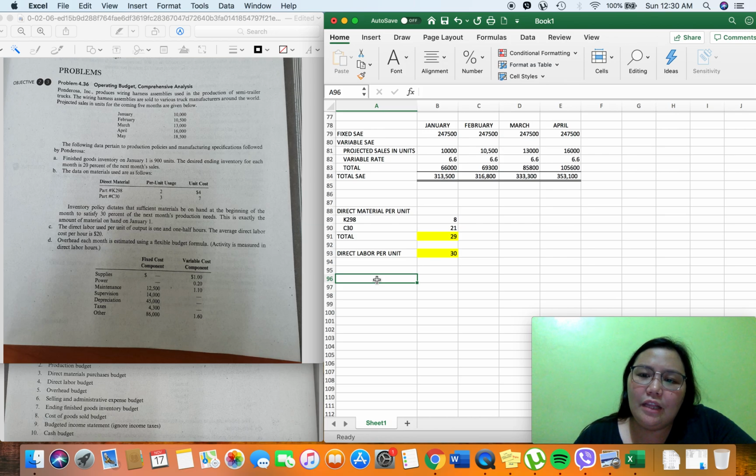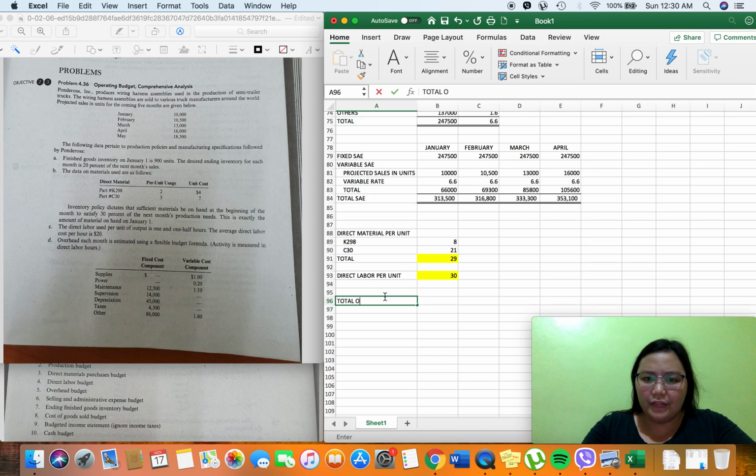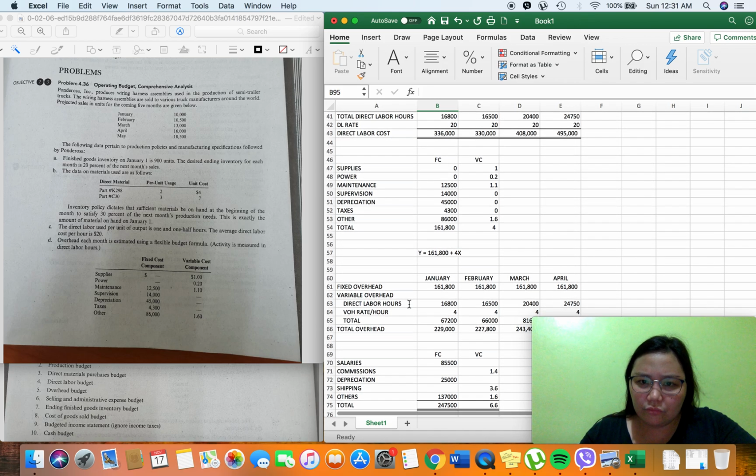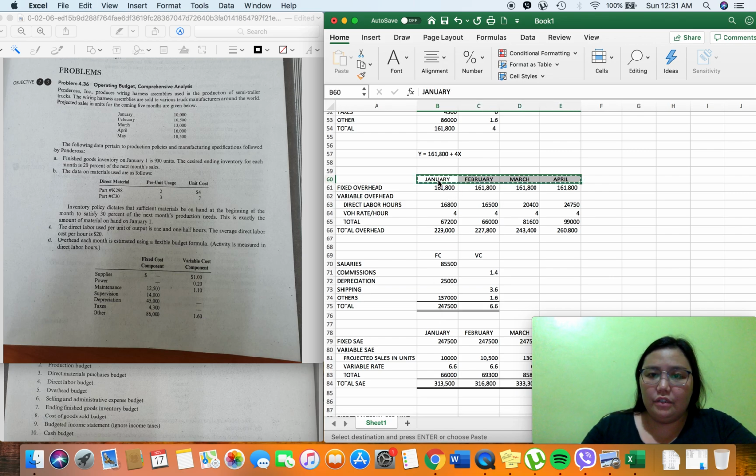Since the direct labor hours is the activity driver for the overhead cost, and we use a different number of direct labor hours each month, the overhead rate per month will be different. So how are we going to do this? I am going to refer to our overhead budget. We have total overhead, so this one. For a while, let's just copy this first.